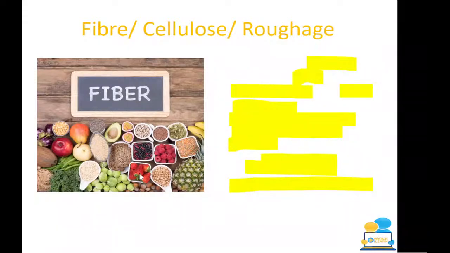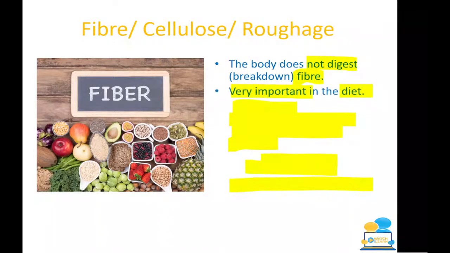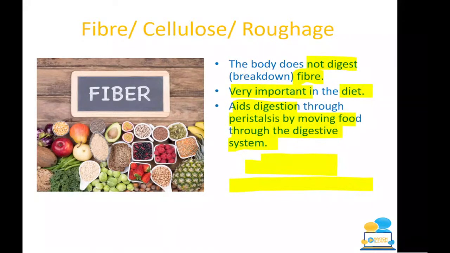So here's an image showing loads of other sources. Your nuts and seeds and lentils, your berries, loads of stuff that are really high in fibre. Now different fruits and veg have different quantities of fibre in them. It's important to take note that the body actually does not digest or break down fibre. It actually just uses it to help your digestive system through peristalsis.